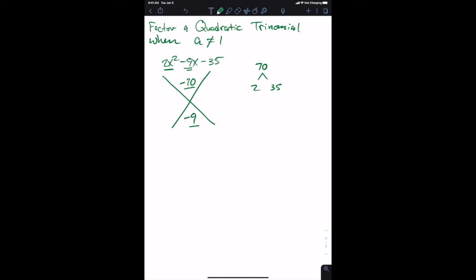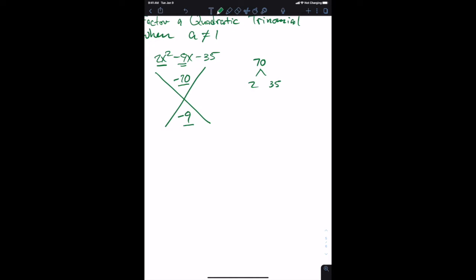Well, I don't see a difference of 9, so I think I'm going to move on here. How about if I give 7 times 2, and I get 14, and that leaves 5 over here. So 14 times 5 is 70, and I think I actually have it now.